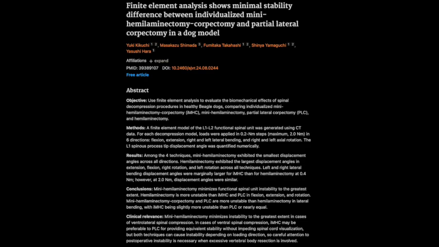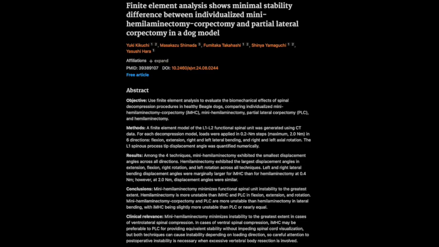That makes sense. Okay, what about the other two, the iMHC and the PLC? Yeah, how'd they do? They were both more unstable than HL when it came to bending side to side, but they were more stable in flexion, extension, and rotation. So it really depends on the individual case. Exactly. It's not a one-size-fits-all answer.